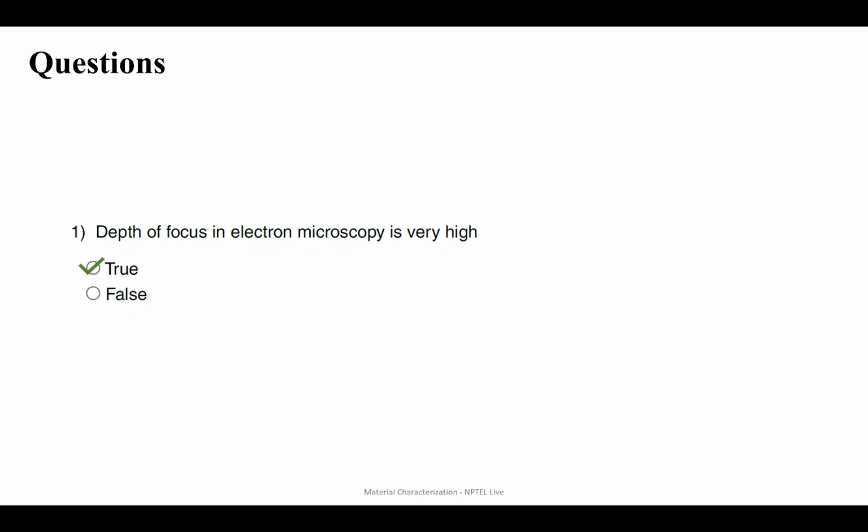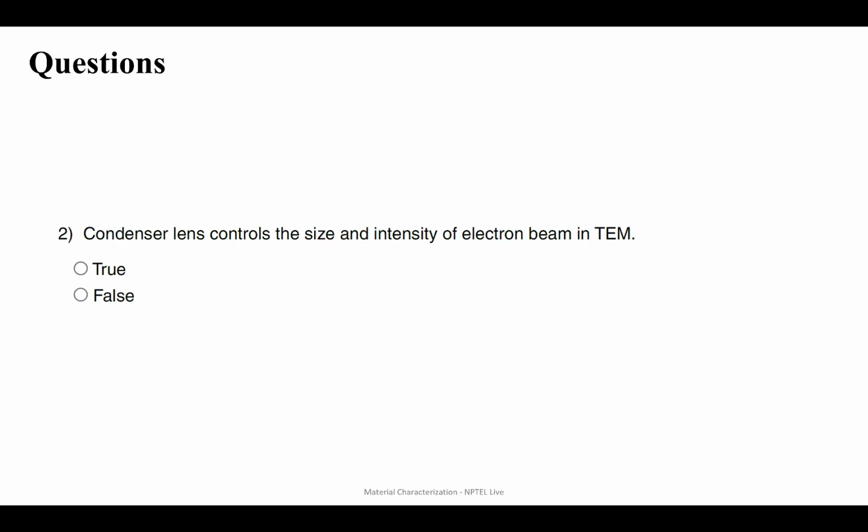That is correct. So we just studied that depth of focus is very high in electron microscopy compared to optical microscopy. Condenser lens controls the size and intensity of electron beam in TEM. True or false? That is it. It is true.